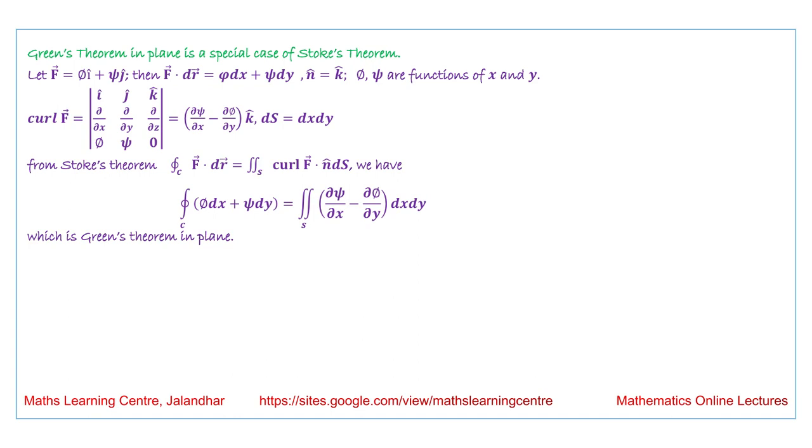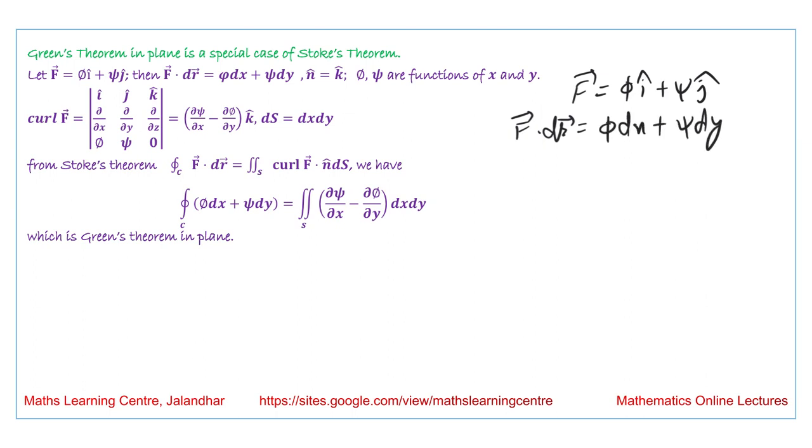Next we have Green's theorem in plane as a special case of Stokes theorem. So we are saying that the function f vector is equal to phi i cap plus psi j cap, then f vector dot dr vector is equal to phi dx plus psi dy, and n cap is equal to k cap. We are talking about the plane, this is in the xy plane, so the normal will be in the direction of the z axis.